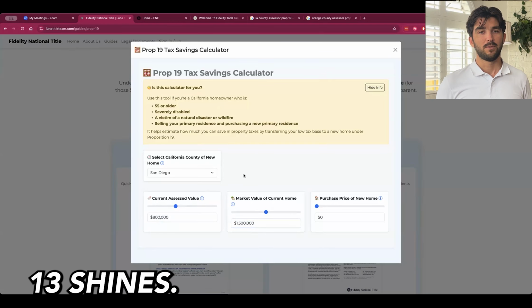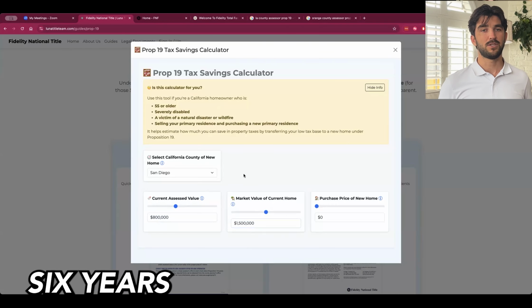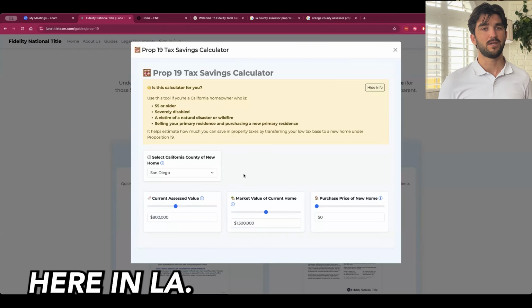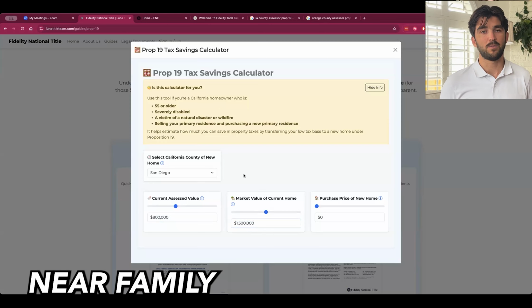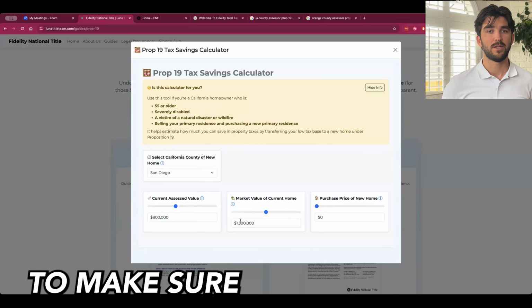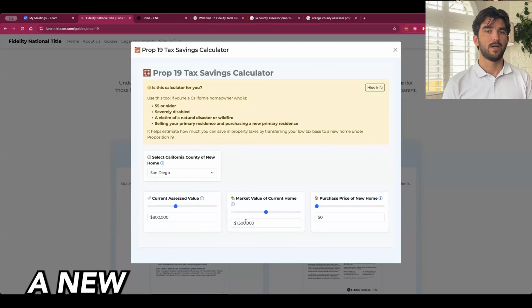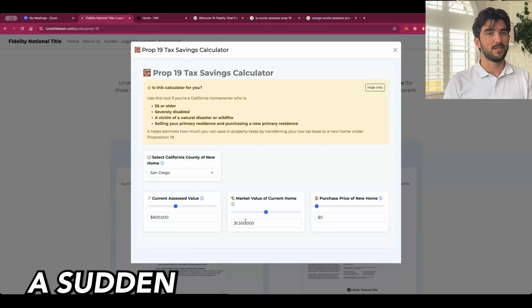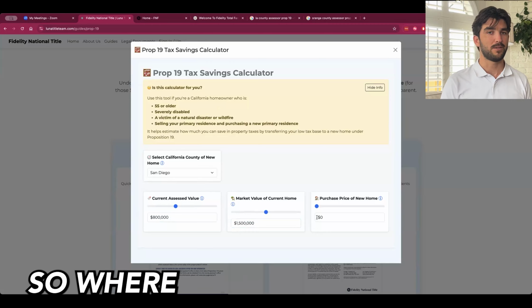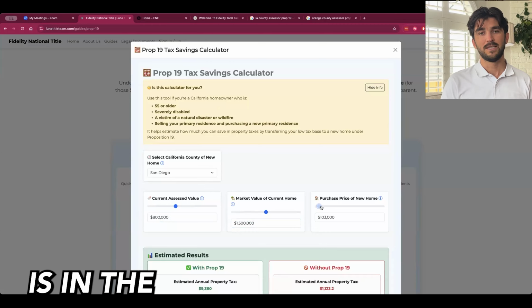So this is where Prop 13 shines. Let's say someone is 60 years old. They just sold their primary residence here in LA. They're going to buy a new home near family in San Diego, and they want to make sure they don't get fully reassessed when they buy a new property because they don't want to pay all of a sudden a lot more in property taxes. So where Prop 19 shines is in the situation here.